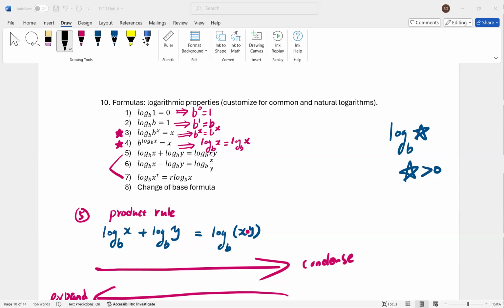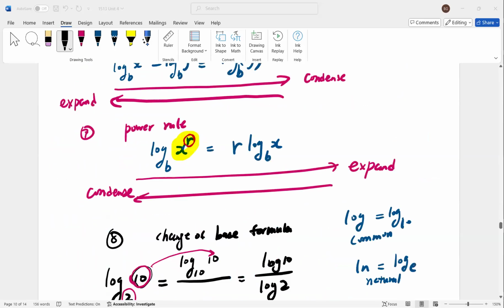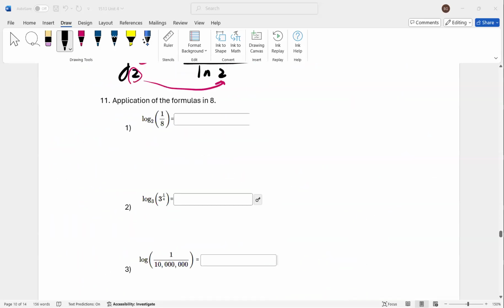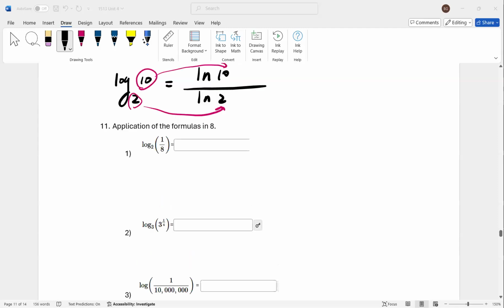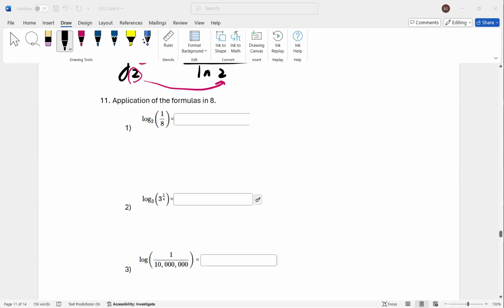All right, let's apply them. Every time we apply them, we should write the formula once. The more times you write it, the more familiar you will get with the formula. Okay, the number might be wrong. So, application of the formulas in the previous topic. Okay, let's see this one.